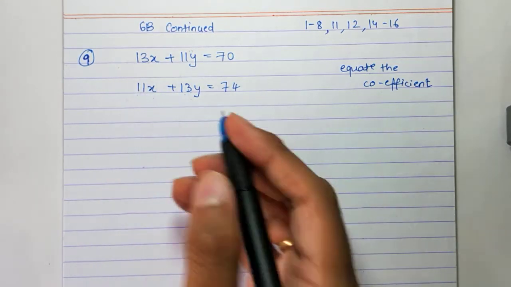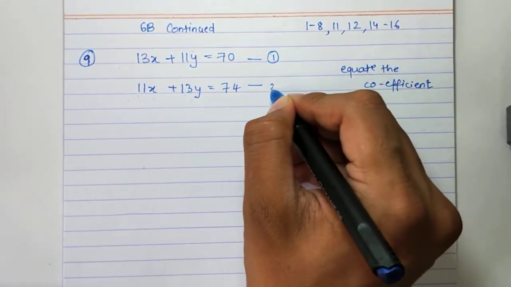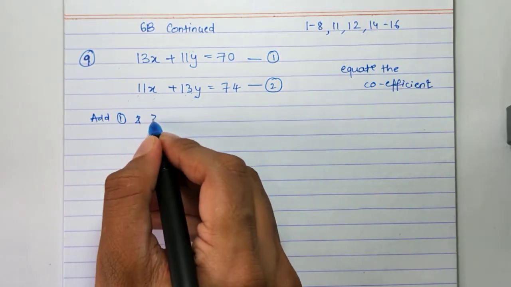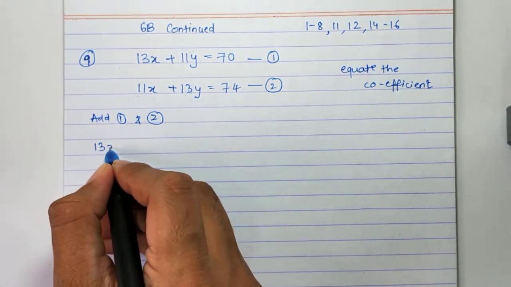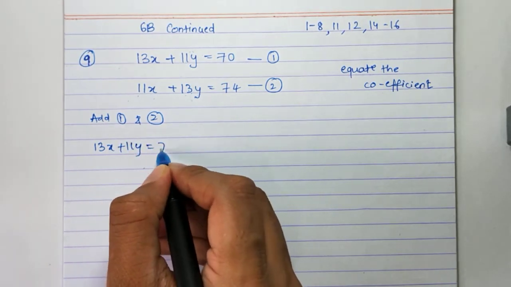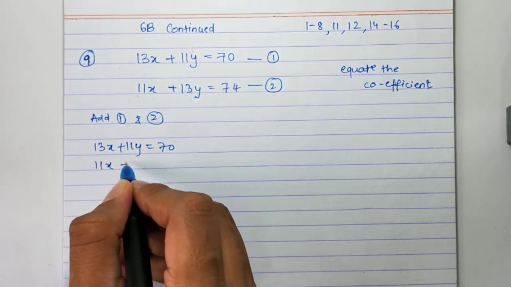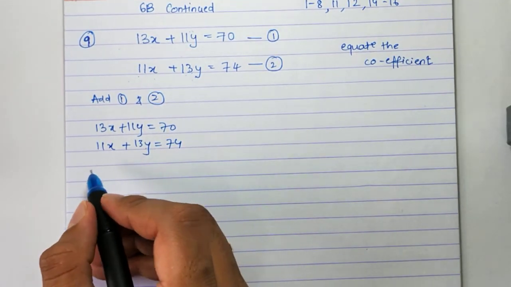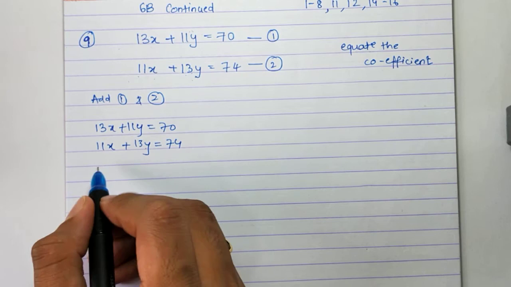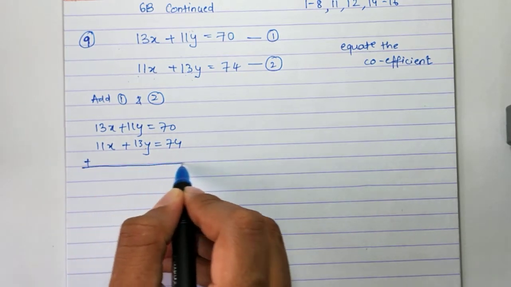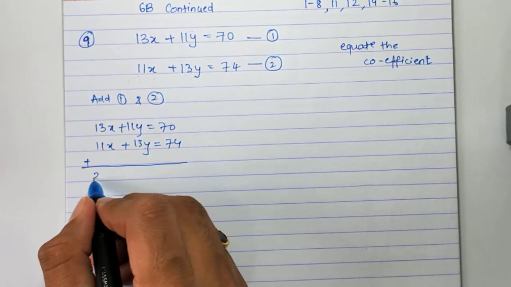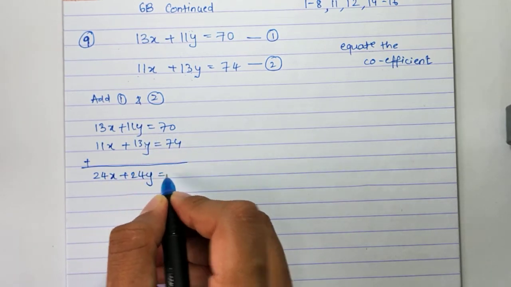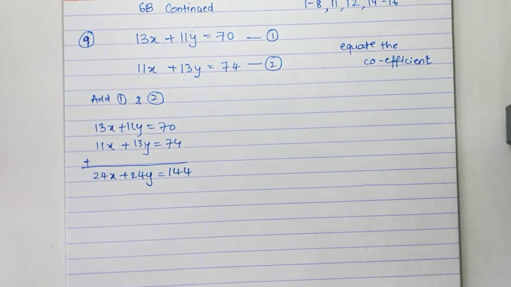But how will it benefit us? Let's see. First I'll add the equations. Let's say they are equation 1 and equation 2. So add 1 and 2. 13x plus 11y equals 70 and 11x plus 13y equals 74. When we add both the equations, 13 plus 11 gives 24x plus 13 plus 11 gives 24y equals 144.